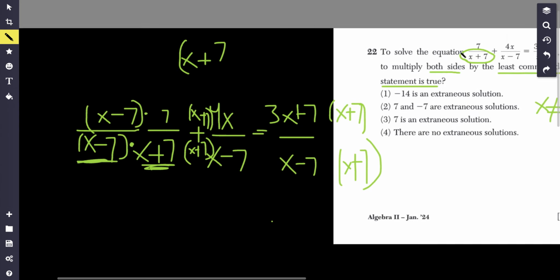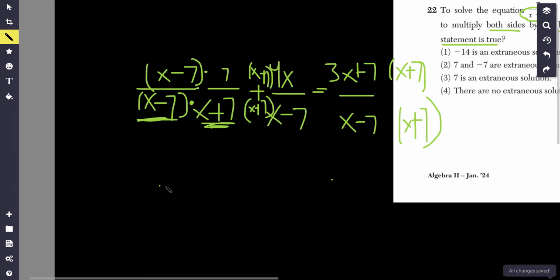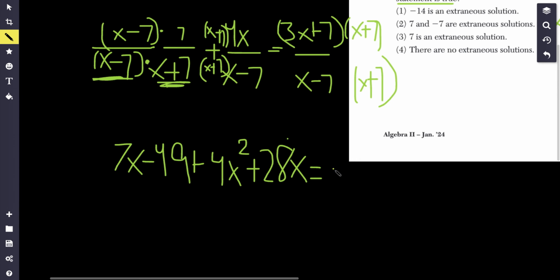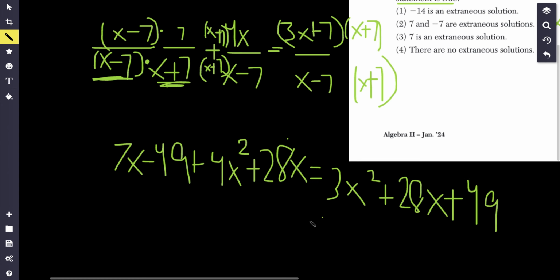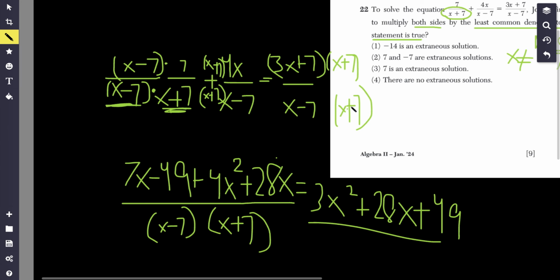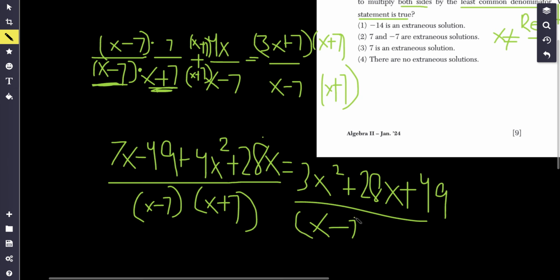So in this case, I'm going to have 7 times x minus 7, which is 7x minus 49. I have x plus 7 times 4x, so I'm going to have 4x squared plus 28x. And this is going to be equal to 3x plus 7 times x plus 7, which is equal to 3x squared plus 28x plus 49. And remember, now that we have a common denominator, all of this is going to be divided by x minus 7 times x plus 7. And then the denominator in this equation right over here is x minus 7 times x plus 7, right?